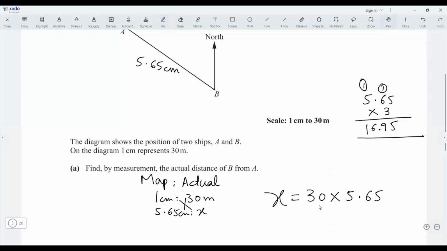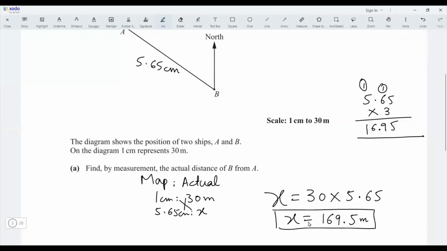But here it is 30, not 3. So we have to shift that decimal point towards the right because we're going to multiply with a bigger number. So the answer will be 169.5. So there is a range of answers. If you have found the answer in between 165 till 175, it will be fine.